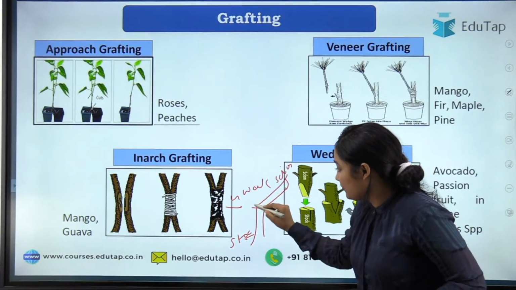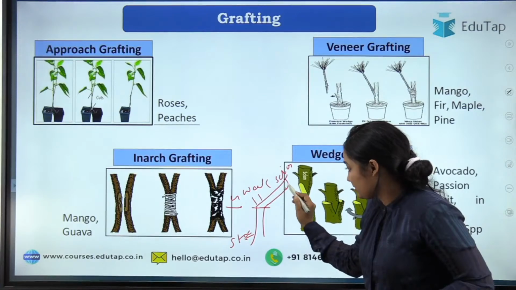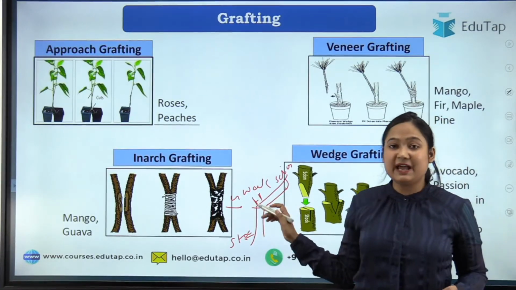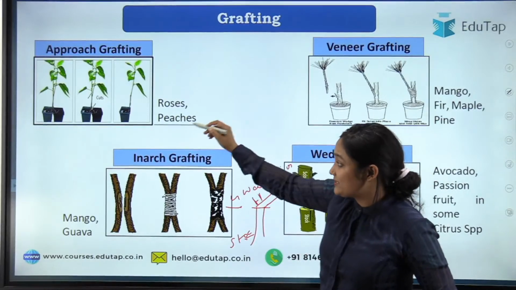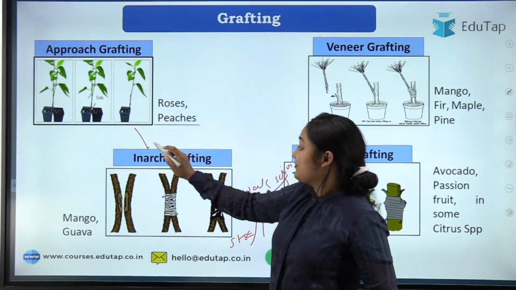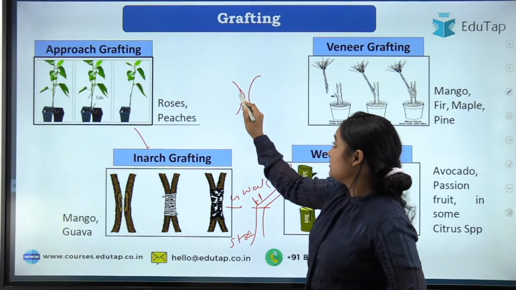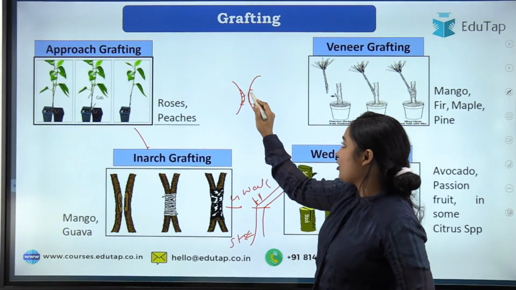The stalk will have no further V-like branches. The stalk will have no branches and the scion will have no roots. This will happen in the inarch grafting. So it's a kind of approach grafting, but again, what we are doing is making an arch-like structure. We are exposing a little scion part, a little stalk part.